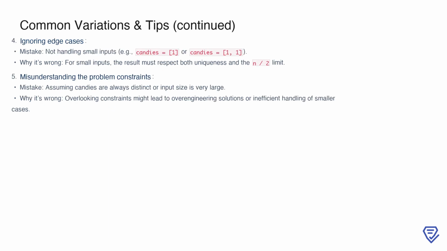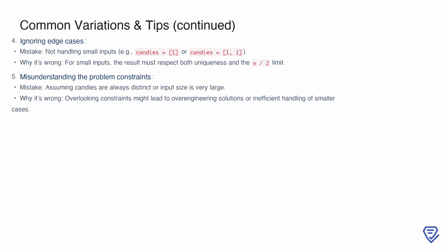In addition to those, there are other pitfalls to watch out for. Ignoring edge cases is one of them. For example, with small inputs like a single candy or two identical candies, it's important to ensure the solution respects both the uniqueness of candy types and the limit of n divided by 2.